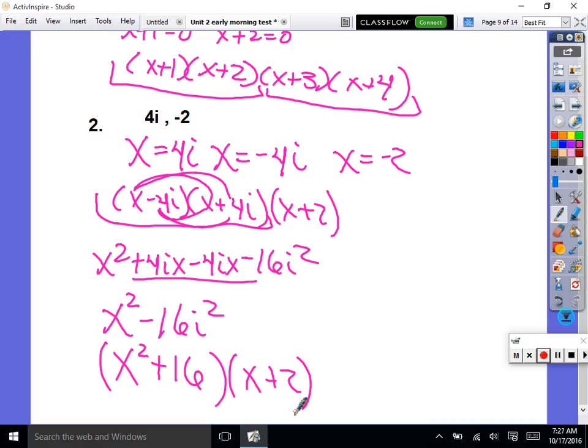If you have i's in your answer, you've done something wrong in the simplification. Everybody good? I'm not going to keep going.